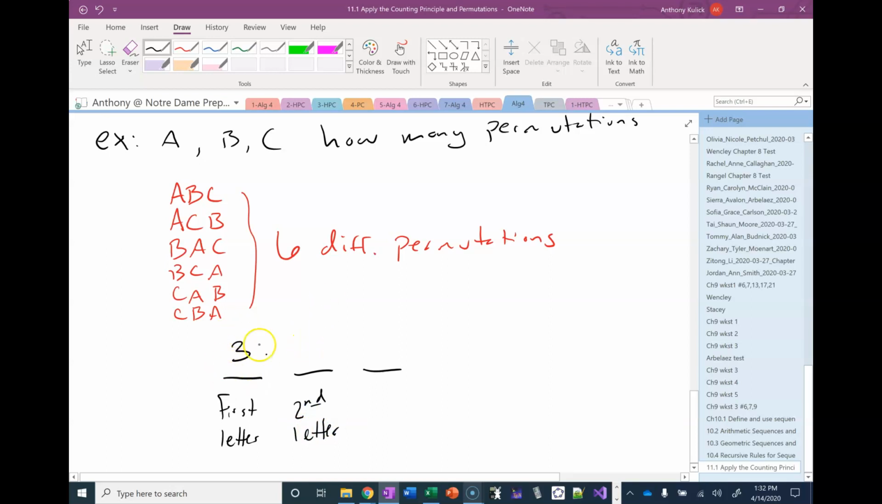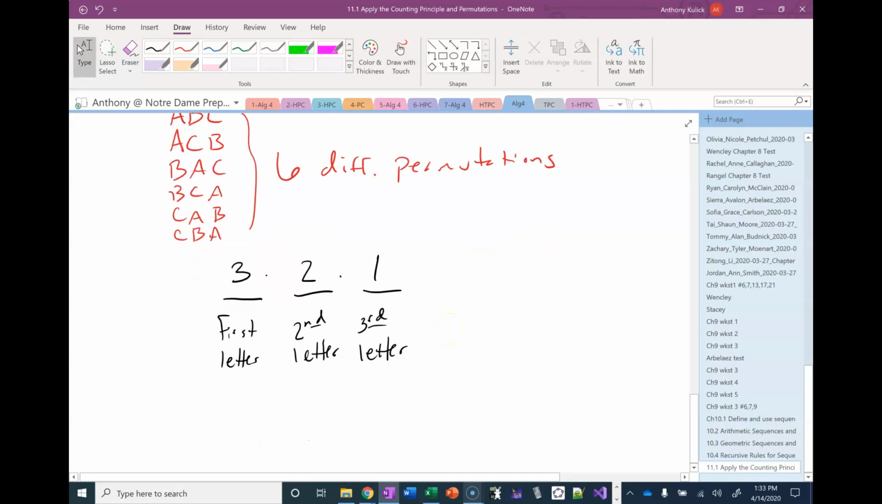And then we'll have the second letter, but now we only have two choices, right? We've chosen either A, B, or C to be the first letter, so we can't choose that one to be the second letter. So there's only two choices left. And then for the third letter, we've picked the first letter, we've picked the second letter. That only leaves one letter left. That letter has to be the third letter.